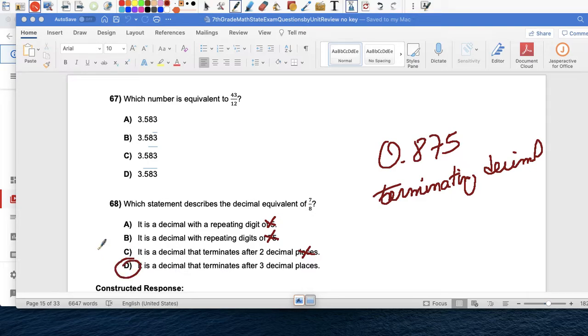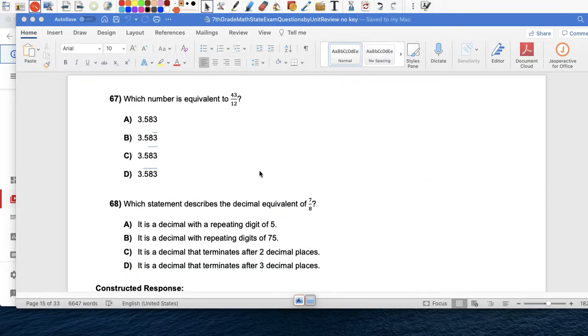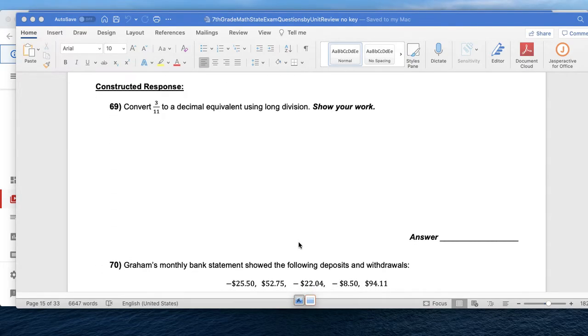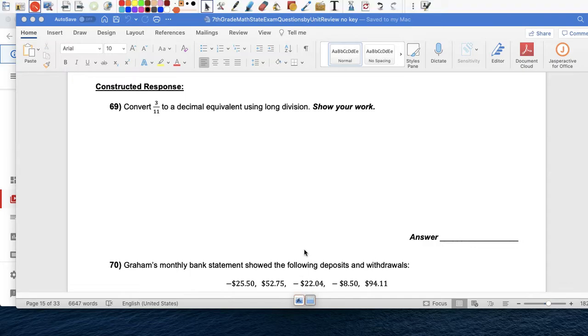68 is D. Construct a response. Convert 3/11 to a decimal using long division. Really? Alright.